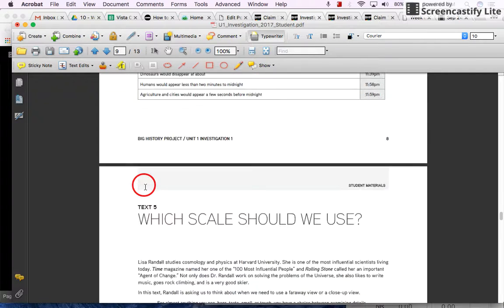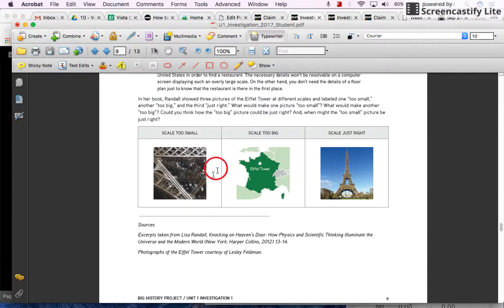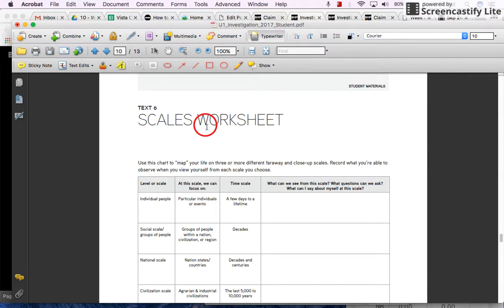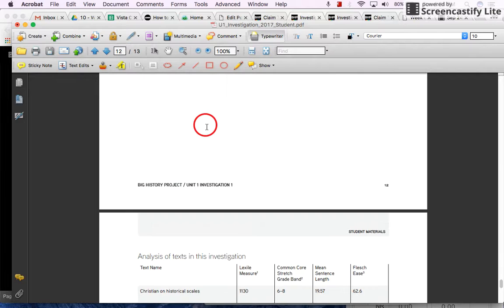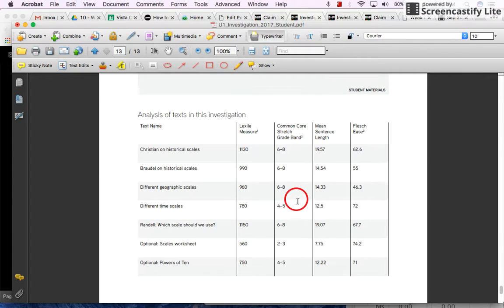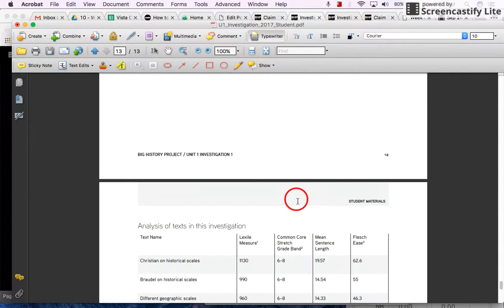You're filling that out. Text 5, which scale should we use? Okay, so this is giving you an example of very small scale, very big scale, and the scale that's just right. So again, that is the investigation. And this text 6 and text 7, I am not requiring, so you can ignore those. I'm not going to actually include that.